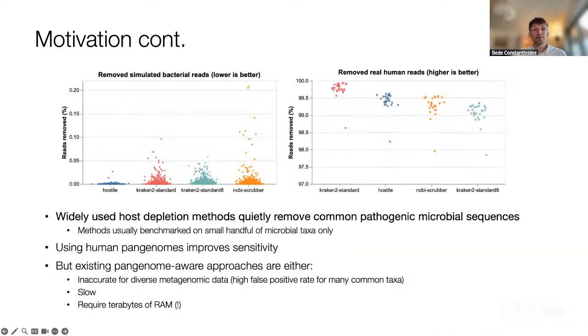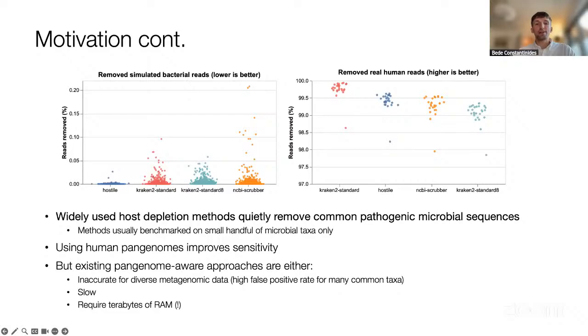My own motivation for developing new methods for host depletion was a concerning discovery that widely used methods are broadly destructive of microbial genomes. This figure is from a blog post of mine. Each marker on the left panel represents simulated reads for one clinically relevant bacterial genome. On the right, each marker represents simulated reads for a distinct human genome. The crux of the left-hand panel is that some microbial taxa are badly affected by host depletion methods, losing up to 0.2% of their reads in some cases.